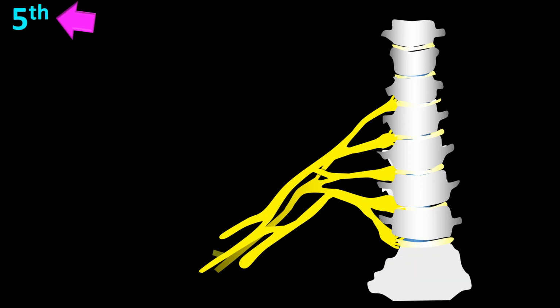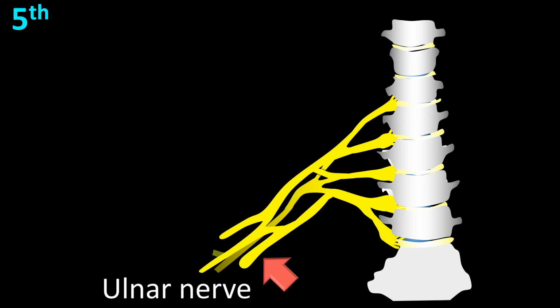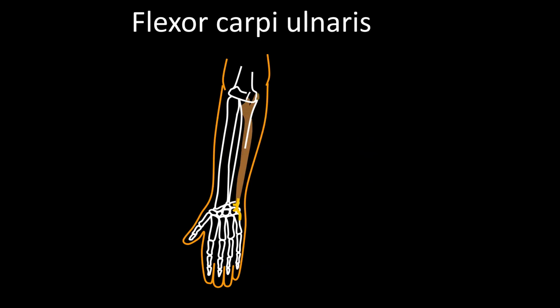The fifth nerve arising from the distal brachial plexus is the ulnar nerve. The ulnar nerve is the quintessential nerve of the intrinsic hand muscles. Yet in this talk I will only mention one of the ulnar innervated muscles, and this one is going to be in the forearm. This muscle is the flexor carpi ulnaris.